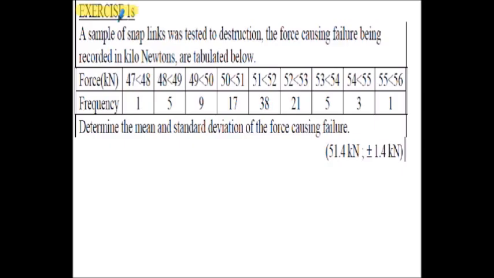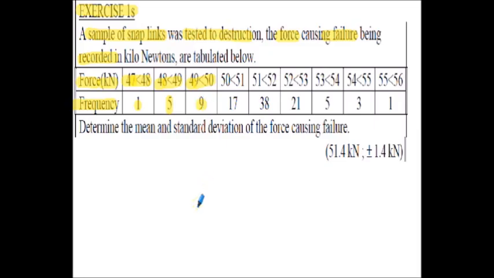Okay, exercise 1S here. We're given a sample of snap links from a chain that was tested to destruction, and the force that caused the failure was recorded in the table below. In the first row we have the force in kilonewtons, and then we have the frequency, the number of items that failed in the category stated. And notice the way the categories are listed here. In the first category we've got 47 to less than 48 kilonewtons, one item failed in that category. 48 to less than 49 kilonewtons, 5 items failed. 49 to less than 50 kilonewtons, 9 items failed, and so it goes on.